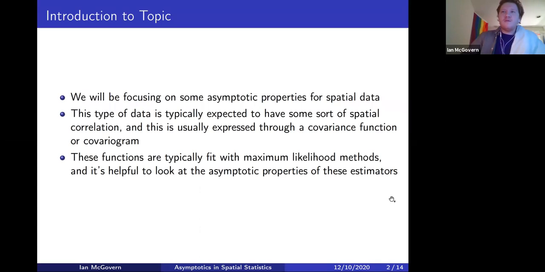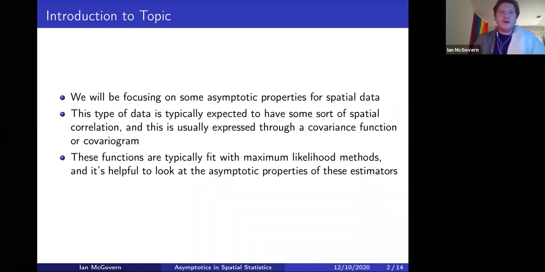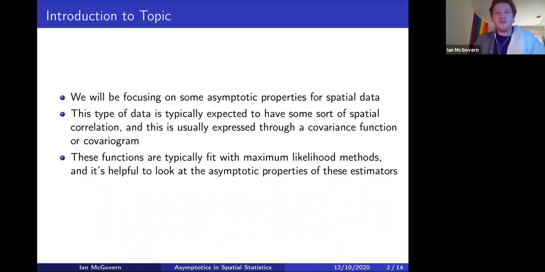We're going to be focusing on a couple of asymptotic properties of spatial data. When we're looking at spatial or spatiotemporal data, it's typically expected to have some sort of spatial correlation. You'd expect things closer to each other to be similar, right? We express this through something called a covariance function. When we're talking about certain types of spatial data, we call it a covariogram. We can also use a semi-covariogram. These functions have parameters, usually fit with maximum likelihood methods, so it's helpful to look at the asymptotic properties of those estimators to see what's going on.